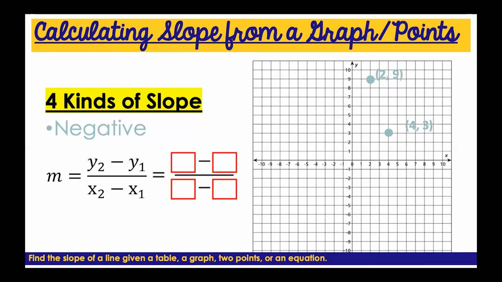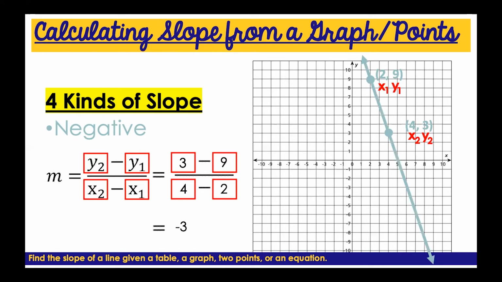Let's now do the same process for a line that should have a negative slope. We have these 2 points, (2, 9) and (4, 3), labeled x1, y1, x2, y2. In my numerator, I have y2 minus y1. My y2 is 3. My y1 is 9. My x2 is 4. And my x1 is 2. So on my calculator, I'm going to put 3 minus 9 over 4 minus 2. And that's going to give me -3. When I draw a line through those 2 points, the slope of that line is -3. And the line is in fact falling from left to right. So that is a negatively sloped line.